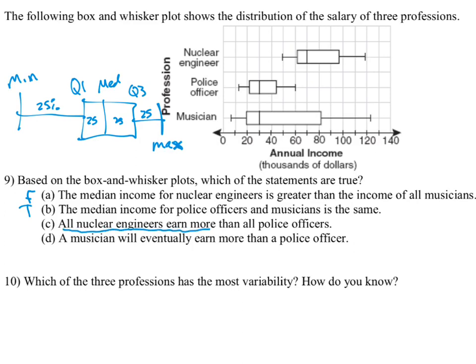All nuclear engineers earn more than all police officers. So we got this entire section is bigger than this entire section. Well, it's really close for almost all the police officers, for about 75% of them, right? 1, 2, 3 sections, that's 75% here. Of the police officers is less than that. But there's this section here where the max police officer income is more than the minimum nuclear engineer, which means there's an engineer that earns less than a police officer somewhere in there. And so that one's going to be false.